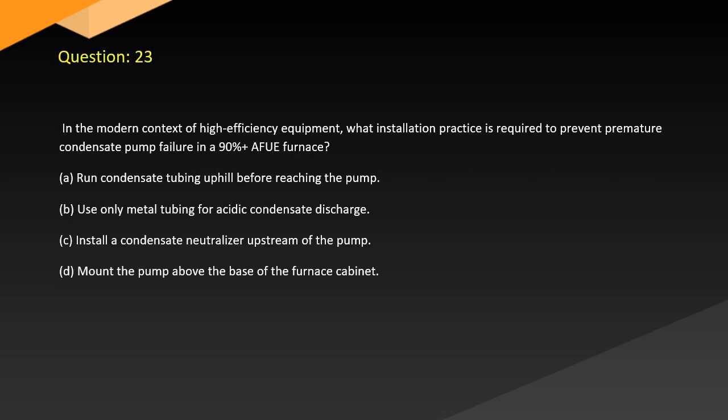Question 23. In a modern context of high-efficiency equipment, what installation practice is required to prevent premature condensate pump failure in a 90% plus AFUE furnace? A. Run condensate tubing uphill before reaching the pump. B. Use only metal tubing for acidic condensate discharge. C. Install a condensate neutralizer upstream of the pump. D. Mount the pump above the base of the furnace cabinet.